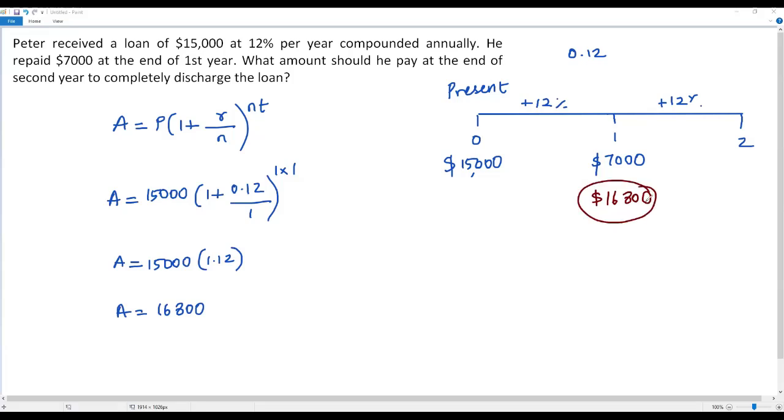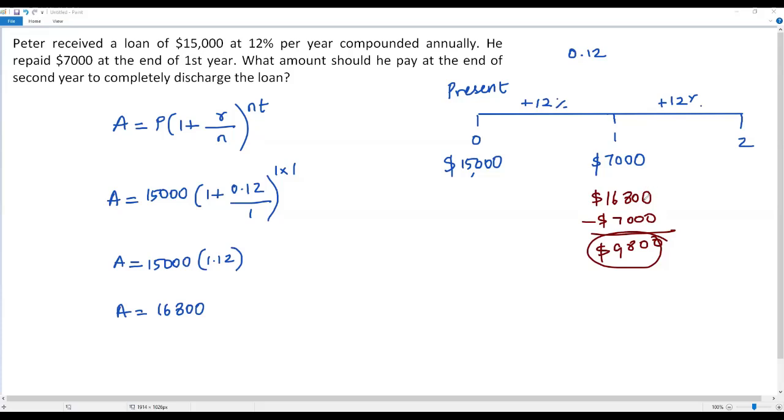But of this $16,800, Peter is paying $7,000 at the end of the first year. So to know the balance loan amount, what we have to do is subtract this $7,000 from this $16,800. Let me do it. When I subtract 7,000 from this one, I am getting $9,800. So this is the balance loan amount he has to pay at the end of the first year.